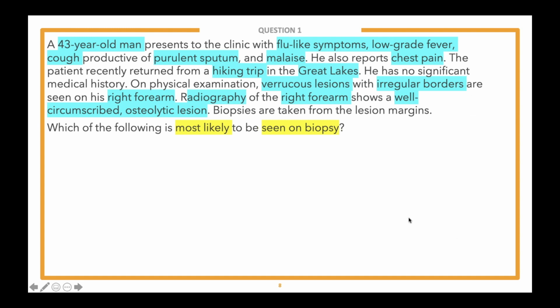Now when we take a look at the lead-in, the most important phrase really is, they did a biopsy. What are we going to see on biopsy? What's most likely to be seen on biopsy?